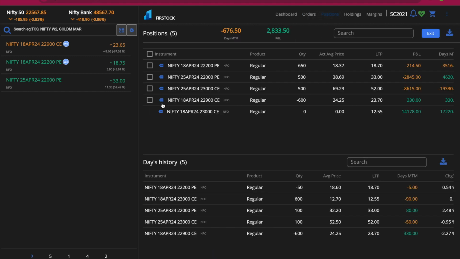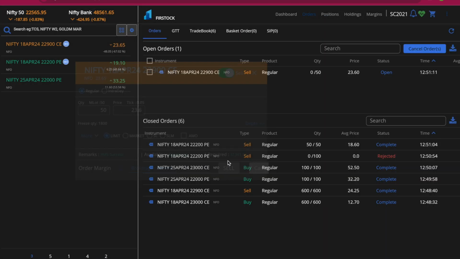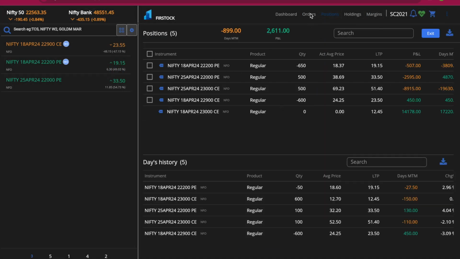And positions we can add here. Add 50 quantity, limit sell. Margin check. Okay, 51,000, decent margins. Orders check, yes. Positions executed.